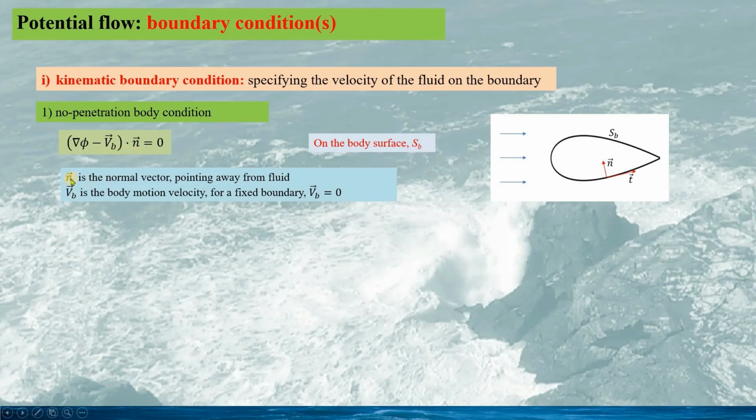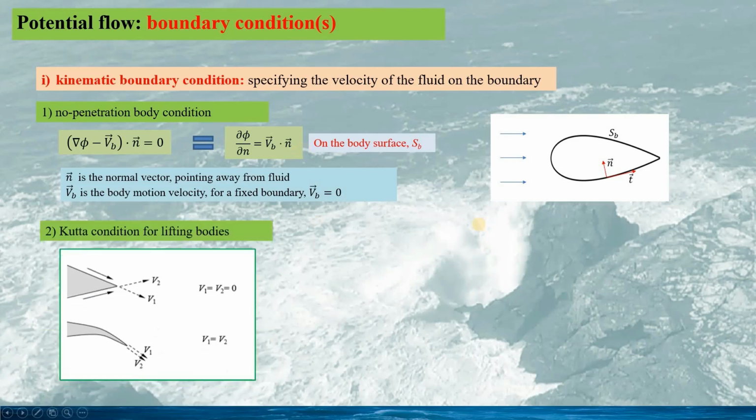Here, n is the normal vector, and the vector Vb is the body motion velocity. For a fixed structure, Vb would be zero. And this boundary condition can be written in this form. This is the form we normally see in many textbooks and published papers.